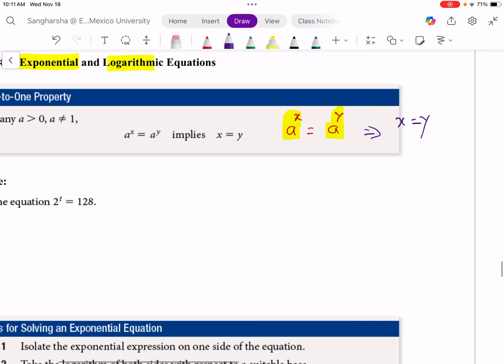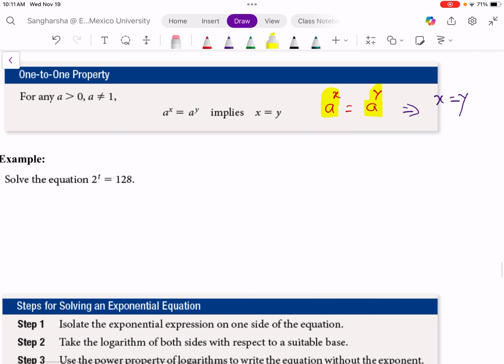Now let's use this property in our example. So here we have 2 to the power t equals 128. Now, what kind of equation is this? Our variable is t, and the variable t is in the exponent here. So this is our exponential equation. Now to solve this equation, we rewrite it with the same base on both sides.